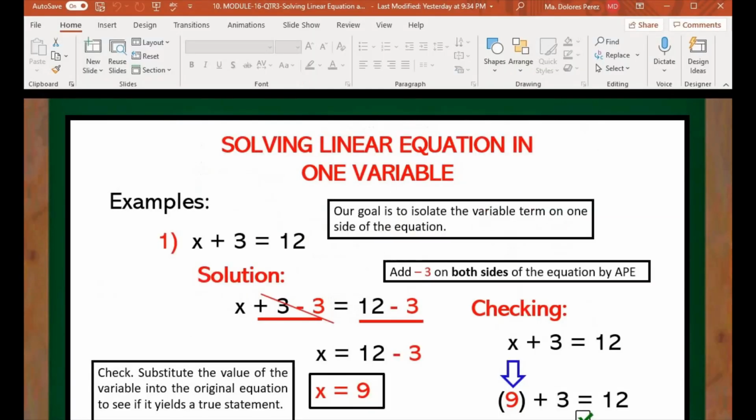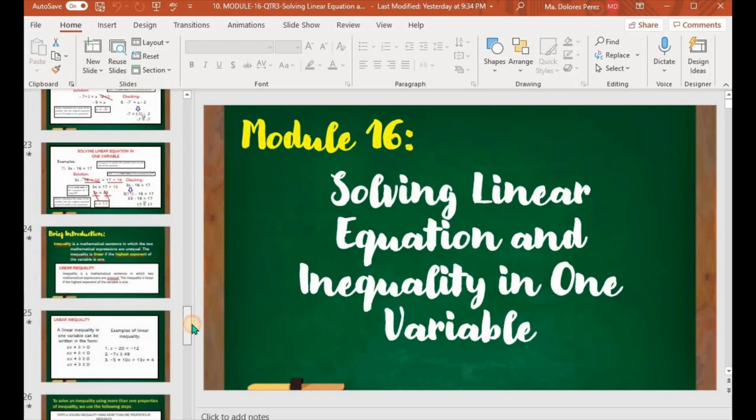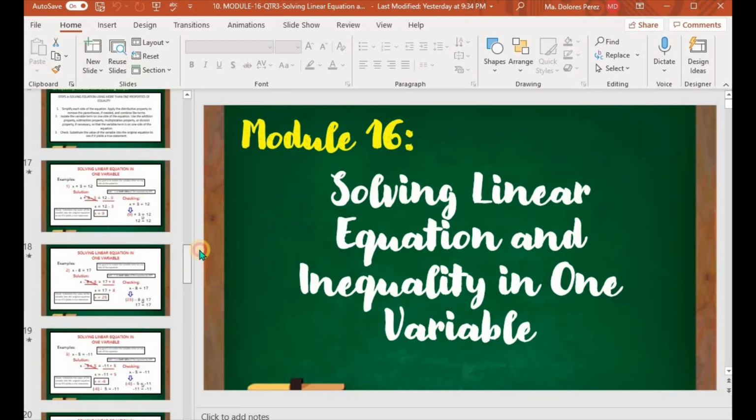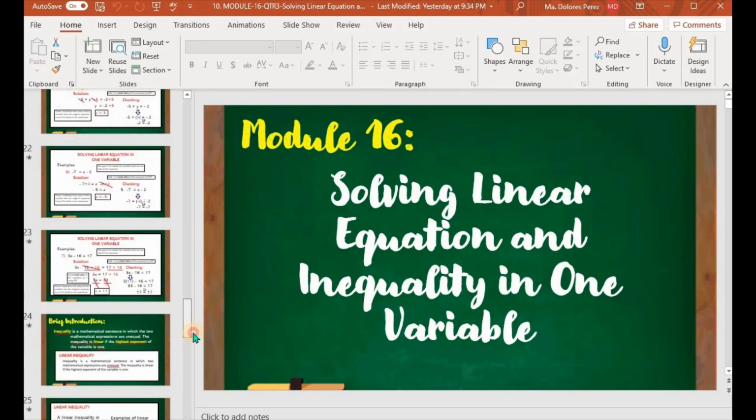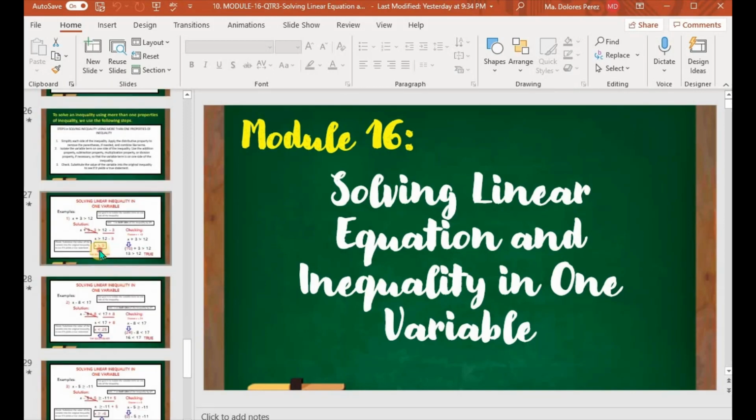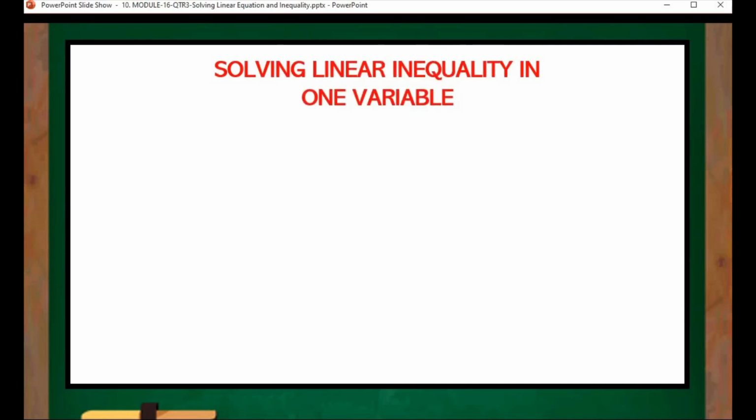Okay? Now, magja-jump ako sa inequalities. Then later on, I'll be defining what is inequalities. I'll be jumping to inequality. Ayan. Ma'am, bakit kailangan mag-jump? Gusto ko lang makita yung, makita nyo yung difference.